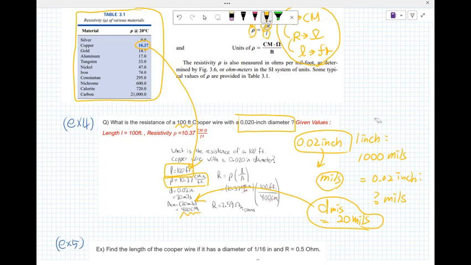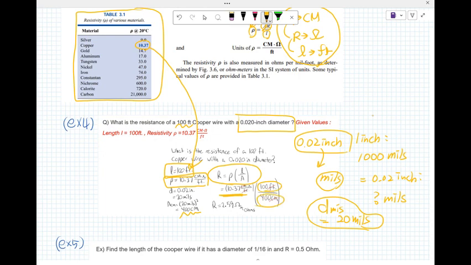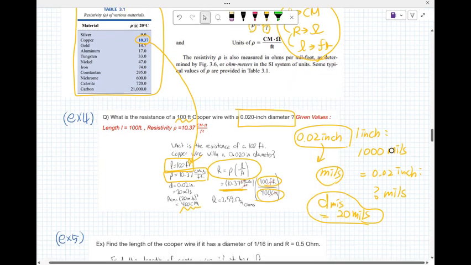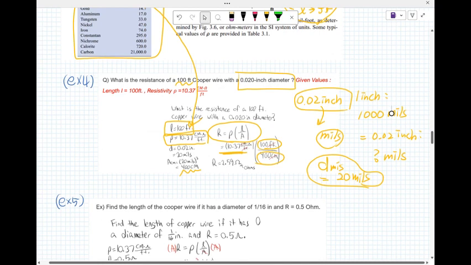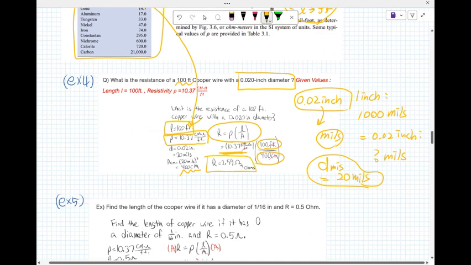Now here is the formula to find R, because the question is looking for the resistance. We have rho for copper, the length of 100 feet was given, and we found 400 circular mils. Finally, R is 2.59 ohms.